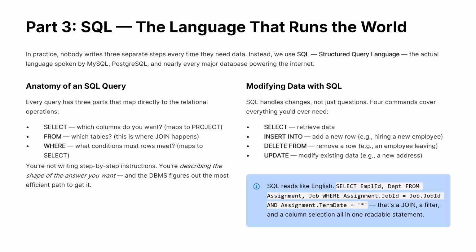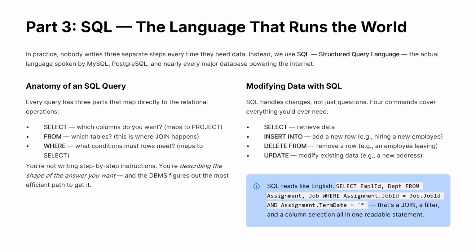Now, here's the thing. In practice, nobody writes out separate create, retrieve, update, and delete steps every time they want info. Instead, we use SQL, Structured Query Language. SQL is the actual language that most relational databases speak, including MySQL, which powers a massive chunk of the internet. An SQL query has basically three parts. Select. Which columns, attributes, do you want? Confusingly, this maps to the project operation we just talked about.